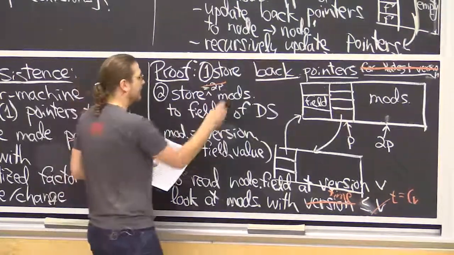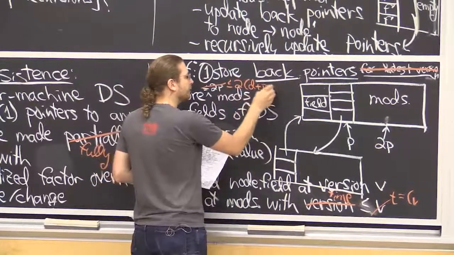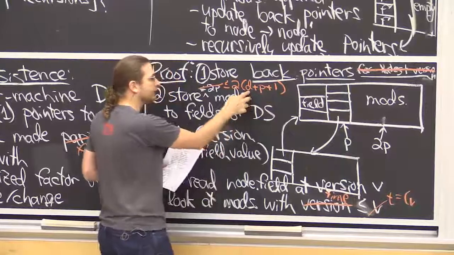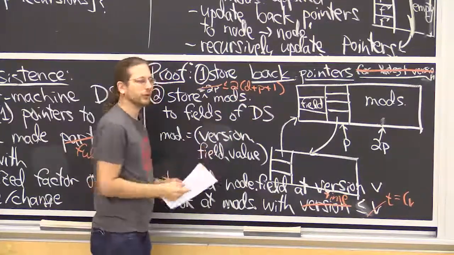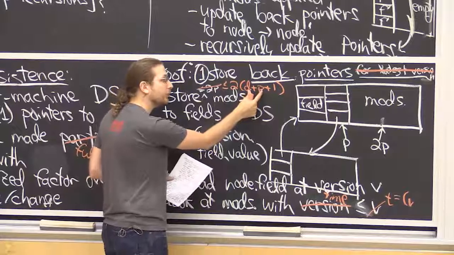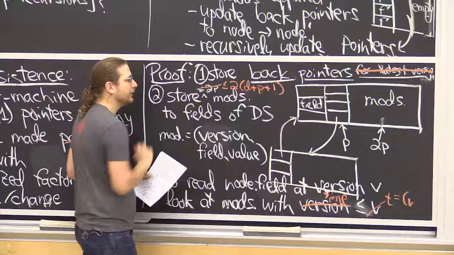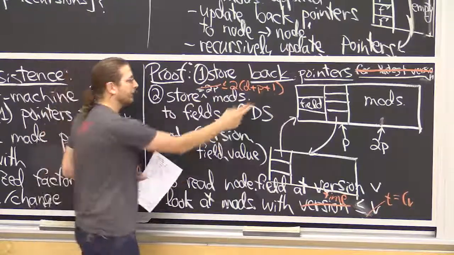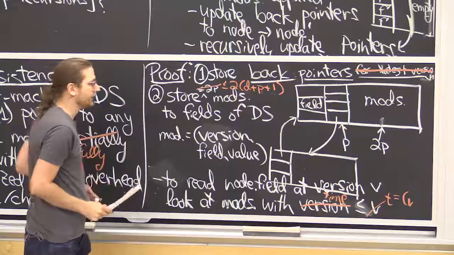It's going to be, at most, 2 times d plus p plus 1. Remember, d is the out degree of a node, p is the in degree. These are now symmetric, so d plus p is just the number of pointers in the node. And then we're going to add 1 and multiply by 2. It's roughly like we had before. I've just also got a plus 1 here. That's how many mods we're going to store per node.